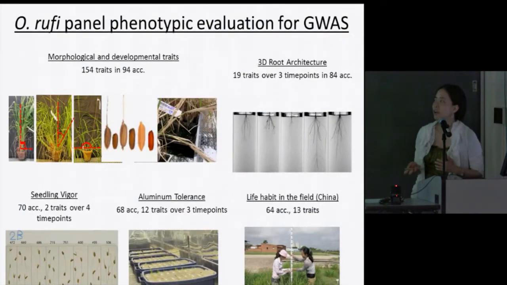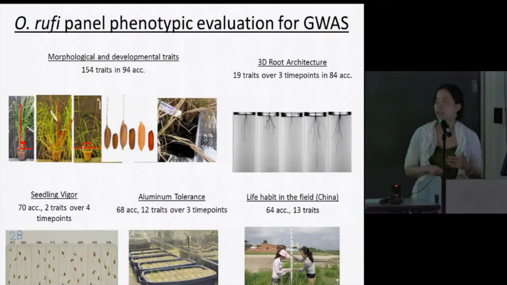So over the past 5 years, I and a number of my colleagues and collaborators in the lab have been involved in doing phenotypic evaluation, not just on the sativas, but at least for my part, on this panel of 95 Oryza rufipogon lines, to look at morphologically and reproductively developmentally different traits. We've collaborated with Leon Kochian's lab in the USDA and his former student, Randy Clark, who's now working at Pioneer, to look at 3D root system architecture. We've also looked at seedling vigor and done an aluminum tolerance screen, which I'll get more into, that I've collaborated on with Juan David, another grad student in the McCouch lab.